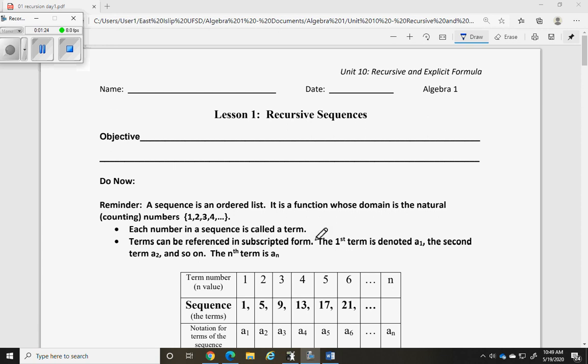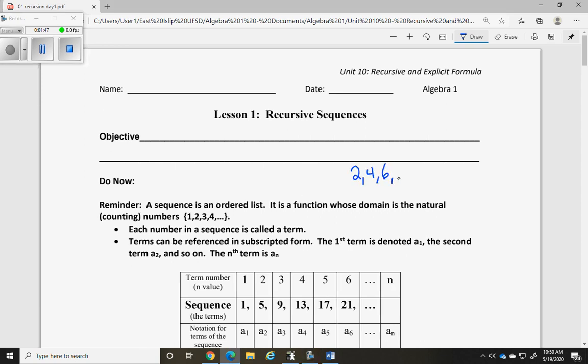So just a reminder that a sequence really is an ordered list of numbers. You actually started looking at sequences when you were in like elementary school. They'd give you a basic list of numbers, and you'd have to decide what the next number was, right? Like if I gave you 2, 4, 6, do you know what the next one is? Of course you do. It's 8. Okay, so that's all a sequence is.